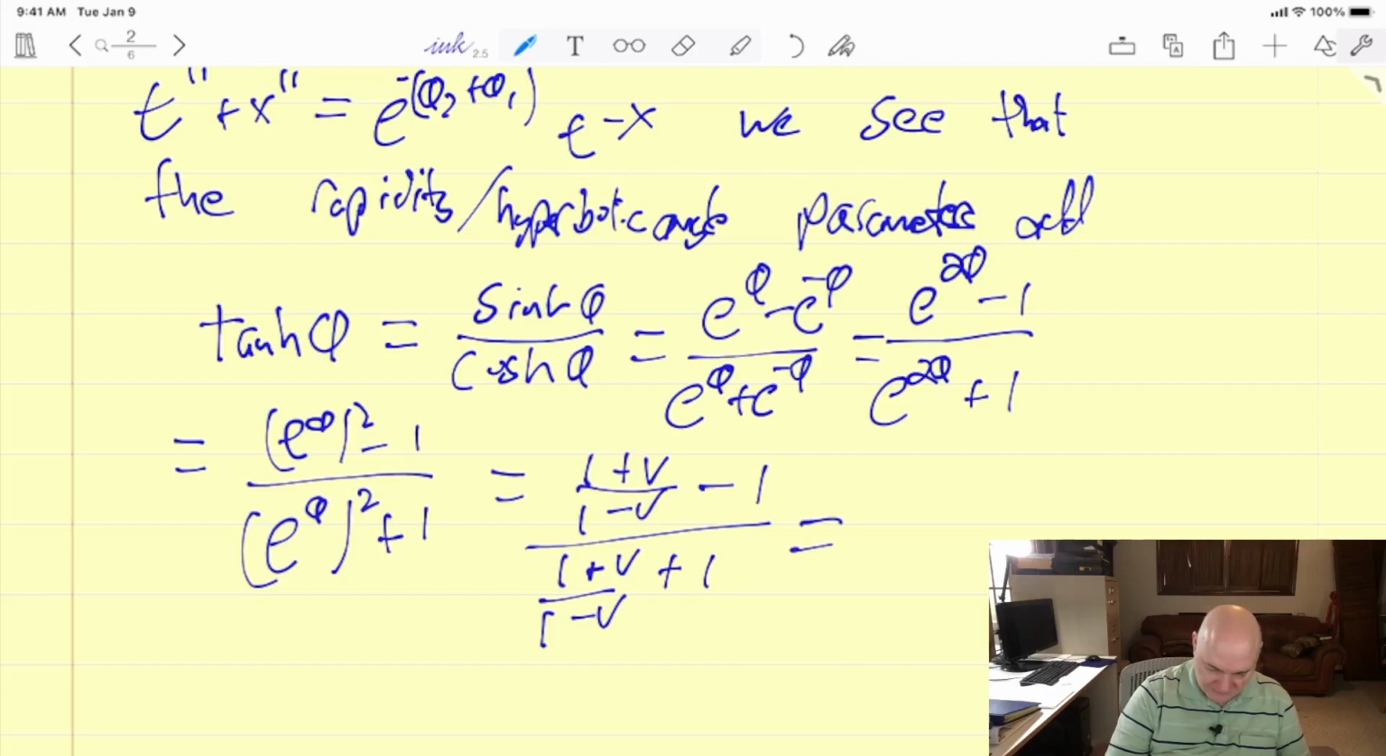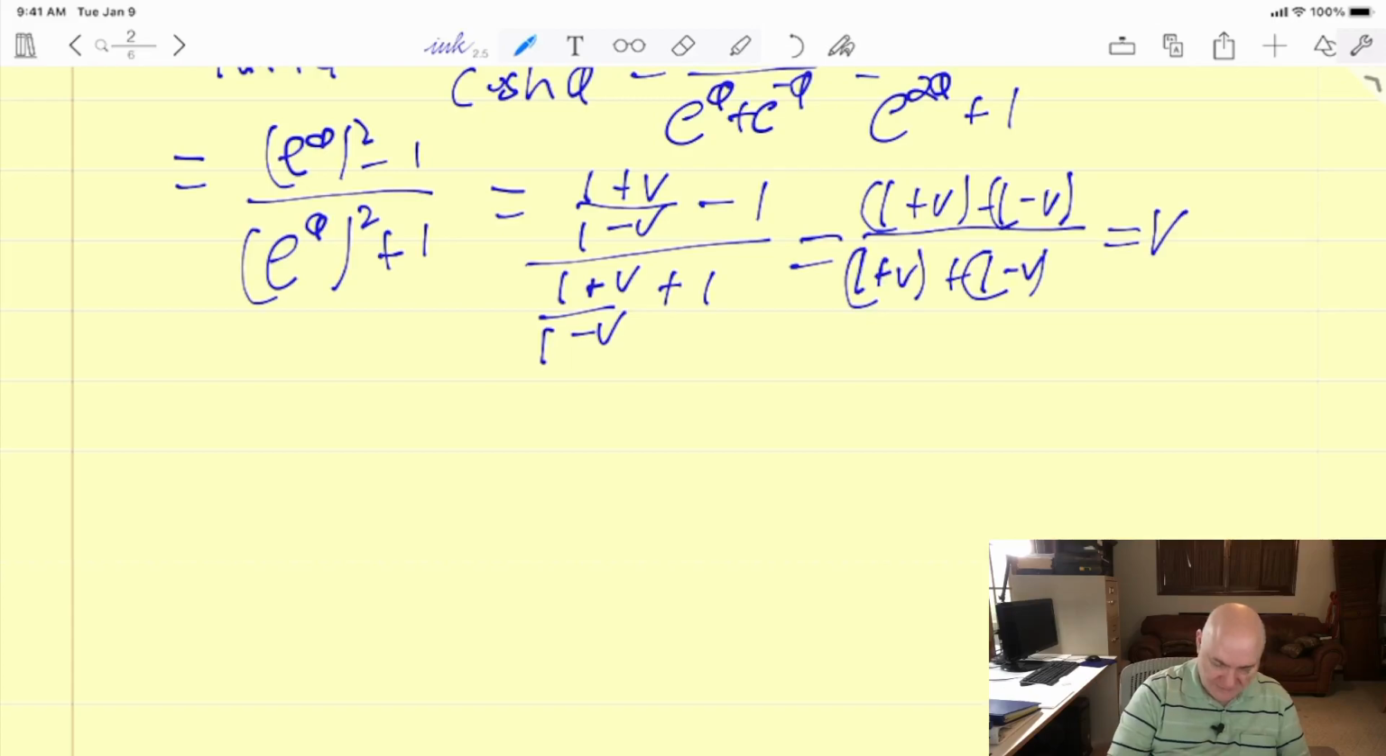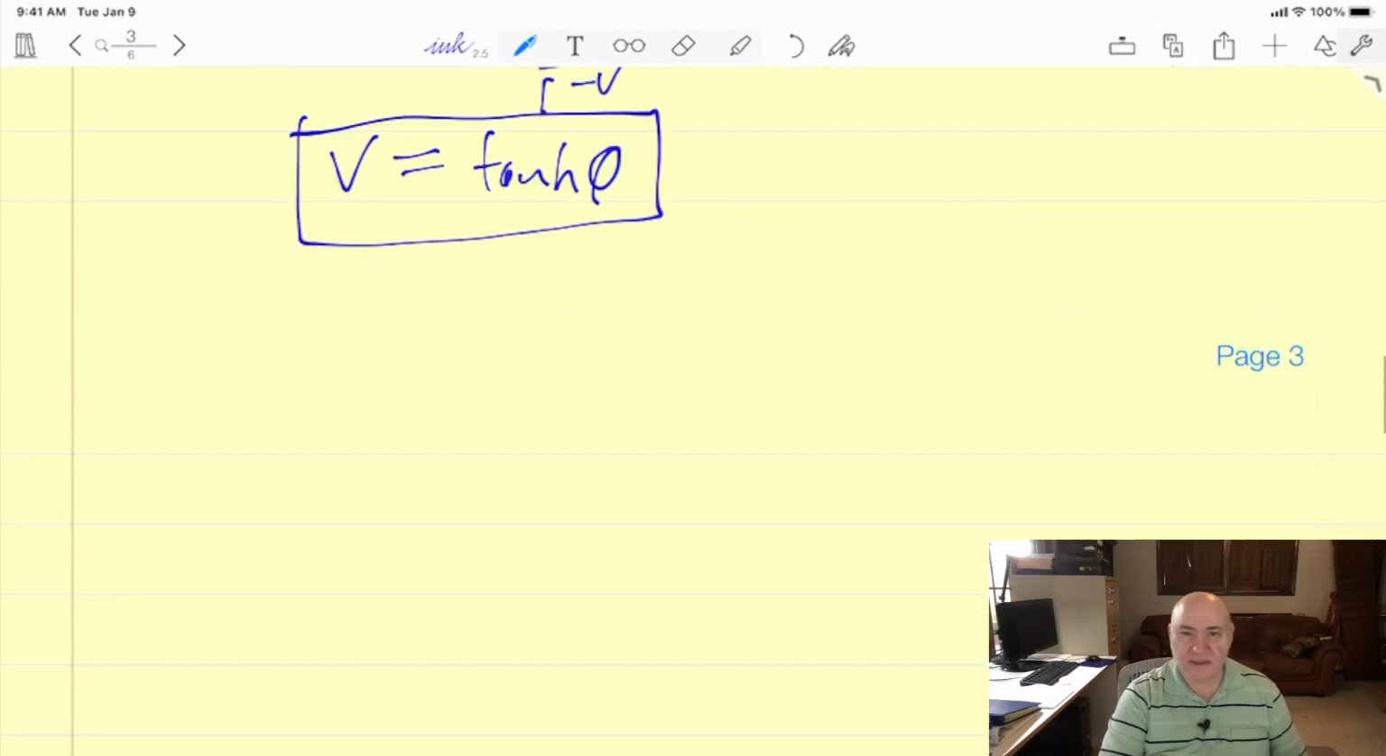And this is just 1 plus v minus 1 minus v, divided by 1 plus v plus 1 minus v, which is equal to v. So we end up getting the very important equation, v equals hyperbolic tangent of phi. And that finishes what I wanted to say about the rapidity parameter.